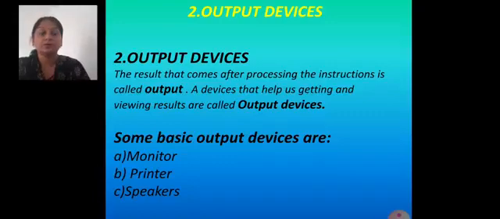So I give the input 6 plus 4 to the computer. The computer processes those numbers and gives me a result. It processes my instructions and gives me the result in the form of 10, and it will be displayed on the monitor. The 10 is my output, and the devices that help us get and view the results are called output devices. Okay, now let's see some basic output devices: monitor, printer, speaker.